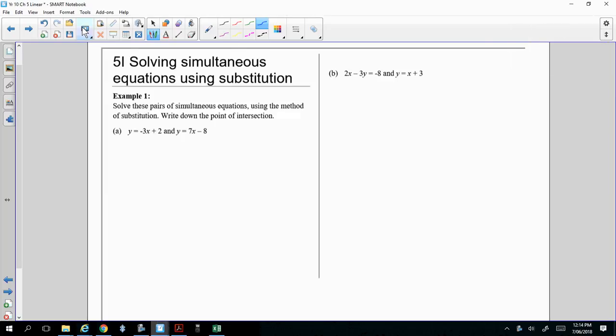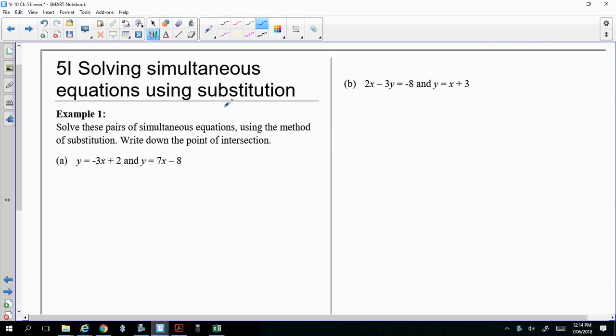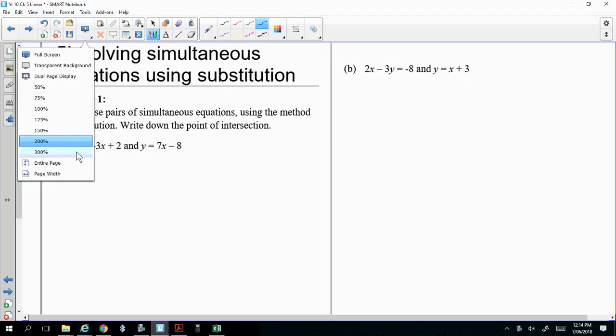Learn how to solve equations simultaneously. These are very important skills. You're going to use that in year 11 and 12. There are two methods available: the substitution method and the elimination method. So we're going to use these methods.